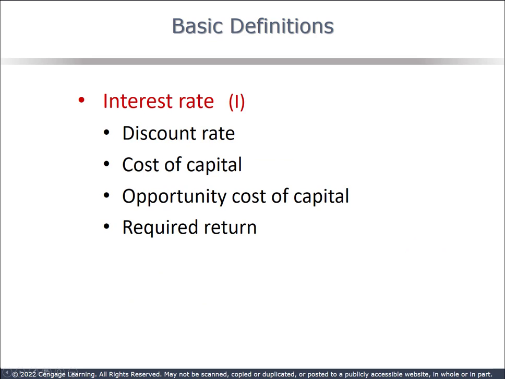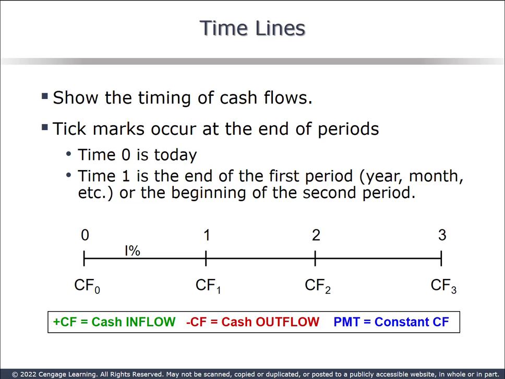Under various circumstances, the interest rate can be called the discount rate, the cost of capital, the opportunity cost of capital, the required return. We'll use these terms as we move through the topics in this class, and we'll understand the different usages. Drawing a timeline to understand when cash flows occur can be helpful, especially when the setup is complicated.